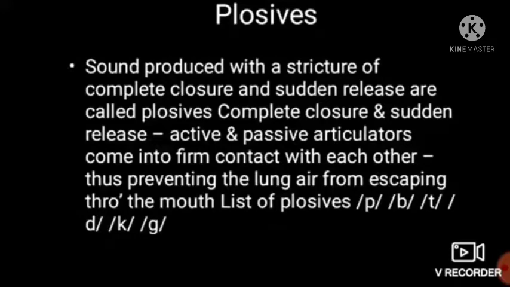Plosives. Sounds produced with a structure of complete closure and sudden release are called plosives. Complete closure and sudden release: active and passive articulators come into firm contact with each other, thus preventing the lung air from escaping through the mouth. The list of plosives are, for example, p, b, t, d, k, g.